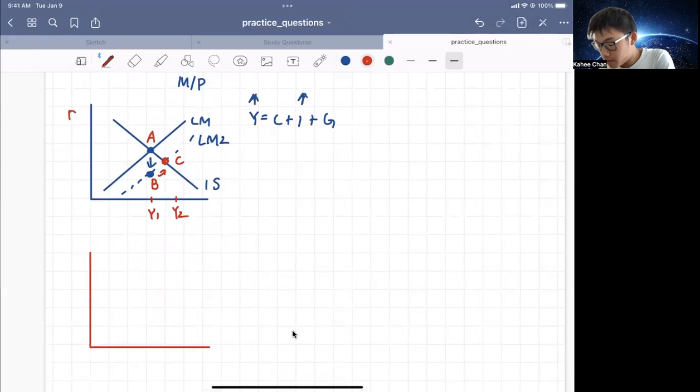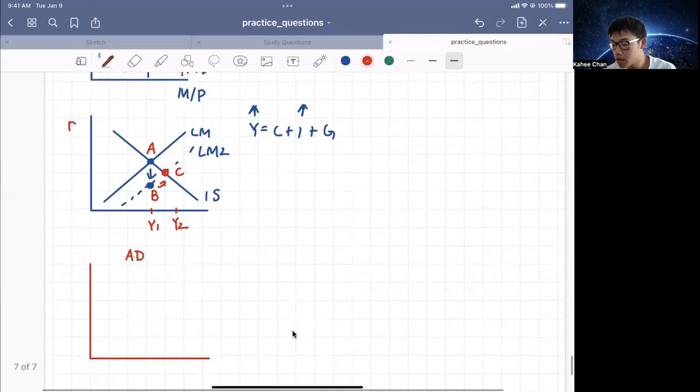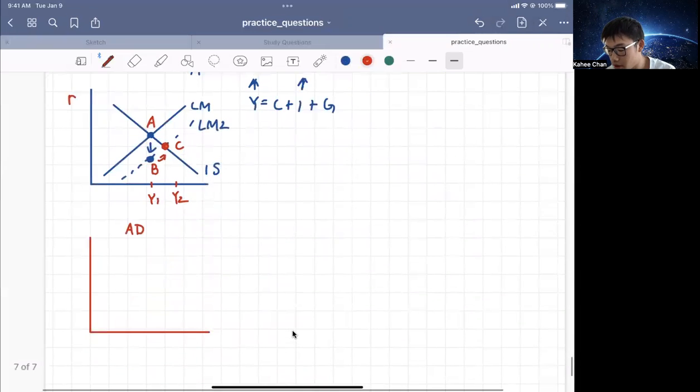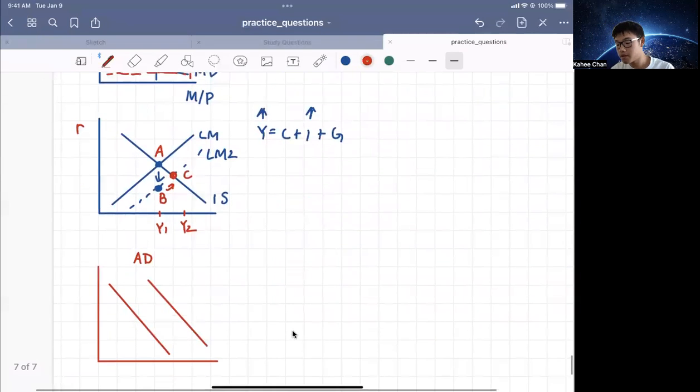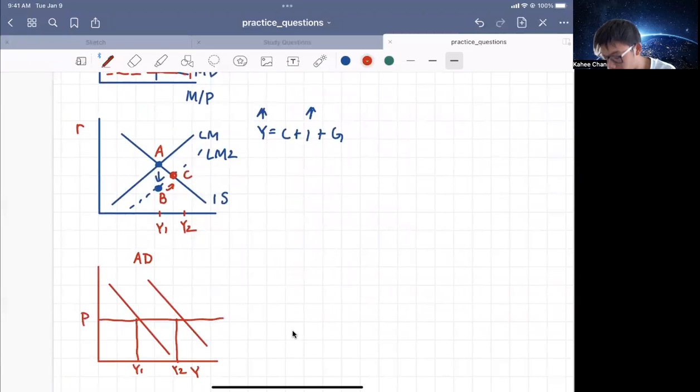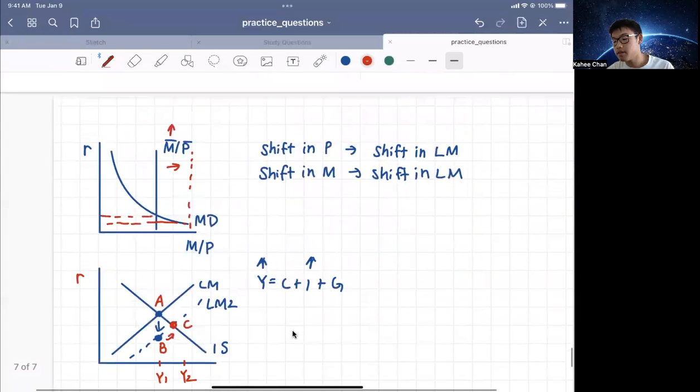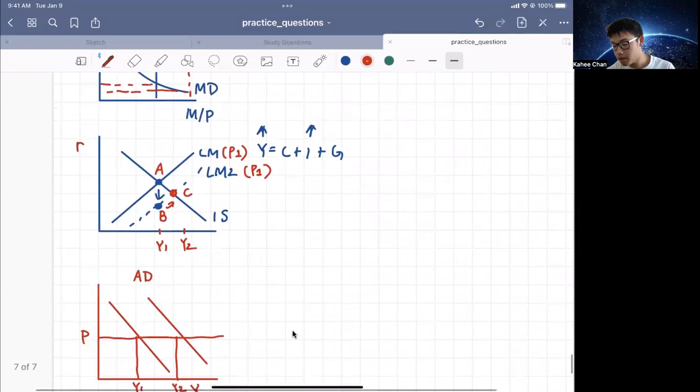So in this case, for the aggregate demand curve, what happens is that aggregate demand shifts. Aggregate demand shifts because Y is increasing from Y1 to Y2, and P does not change as we didn't do anything to P. So here, P stays the same. P1, this is also P1, right? So P is always P1. So they don't change.